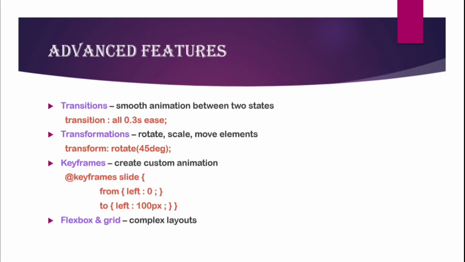Ease is nothing but how you want to add it, like ease-in, ease-out. These are the transition values that we can add, which decide how smoothly the transition should take place. That is done by using ease-in and ease-out. So there are three ways.